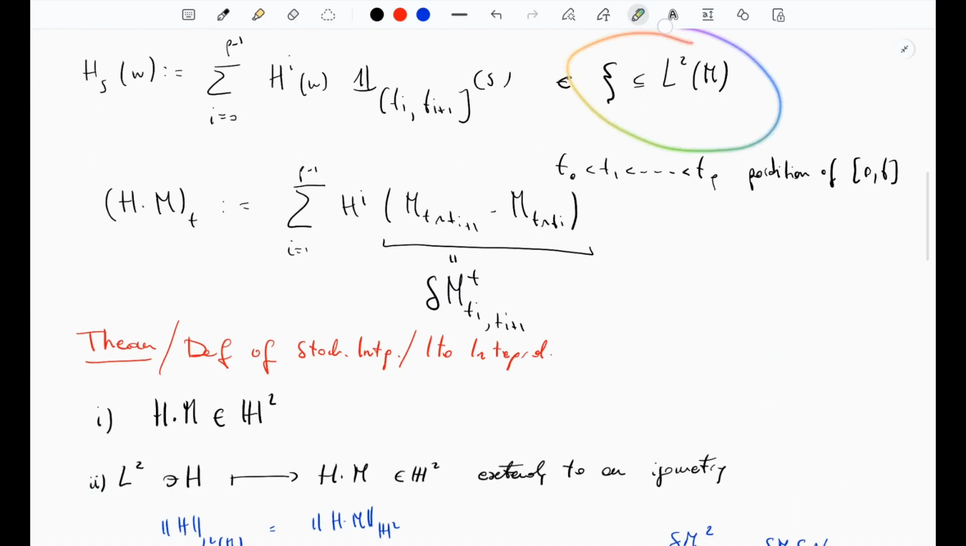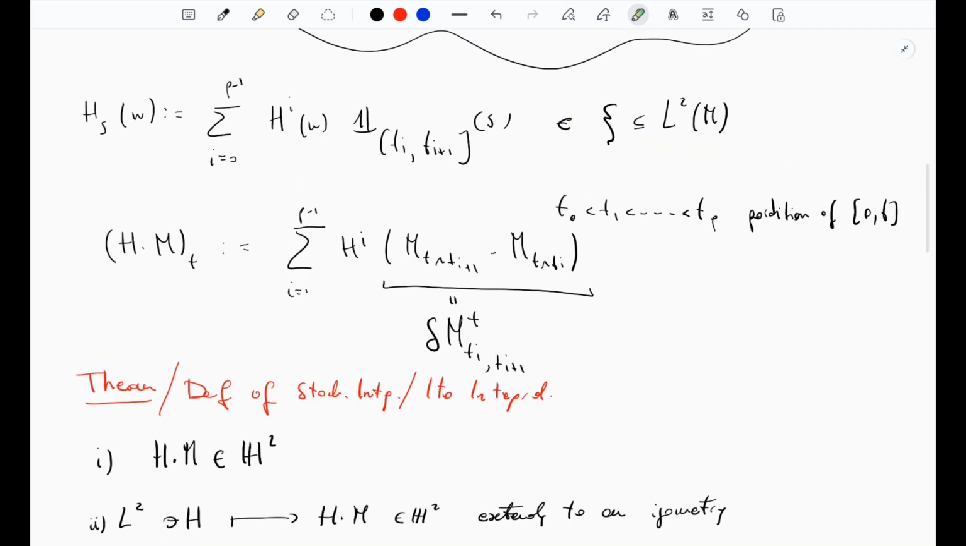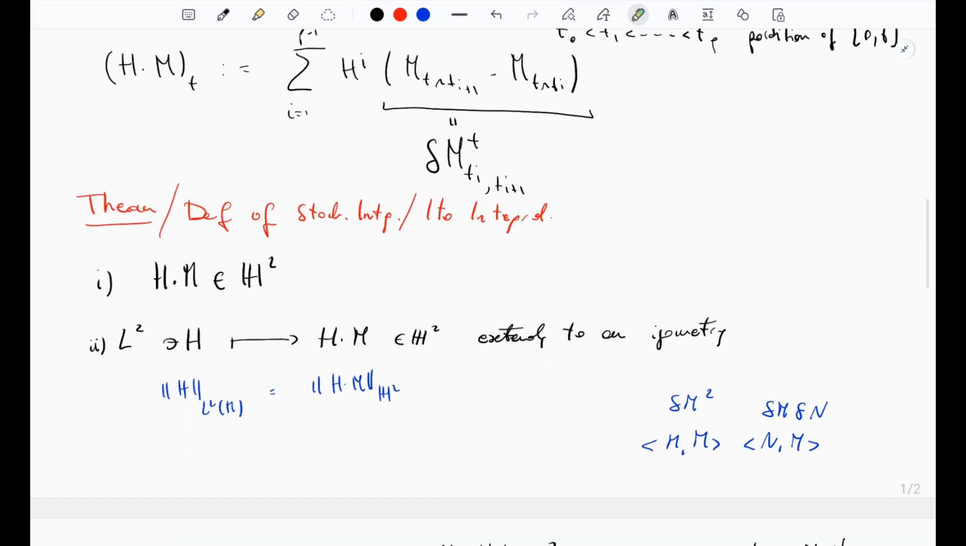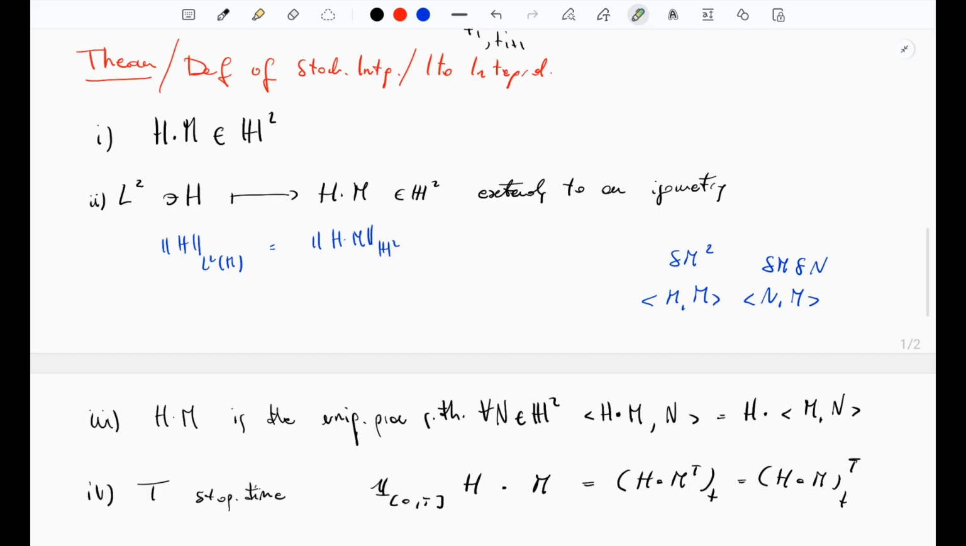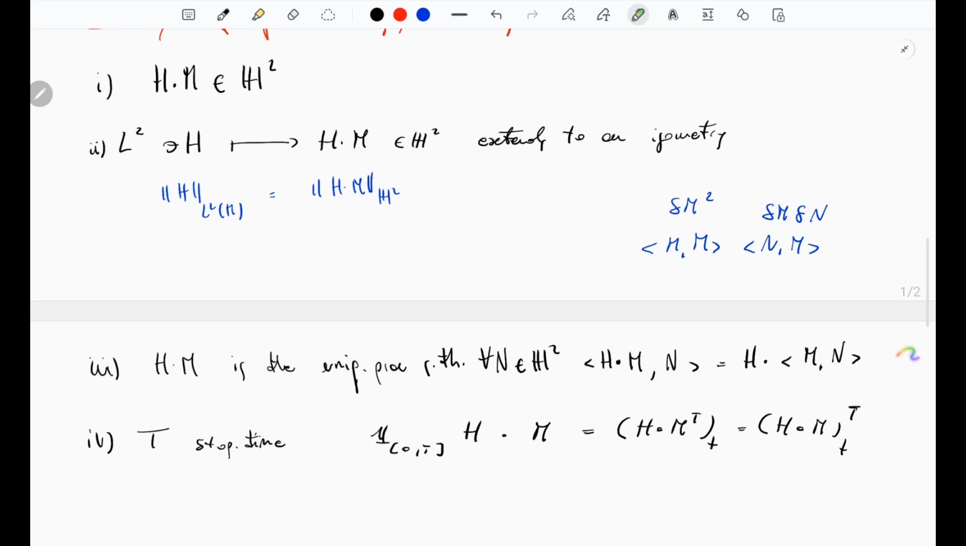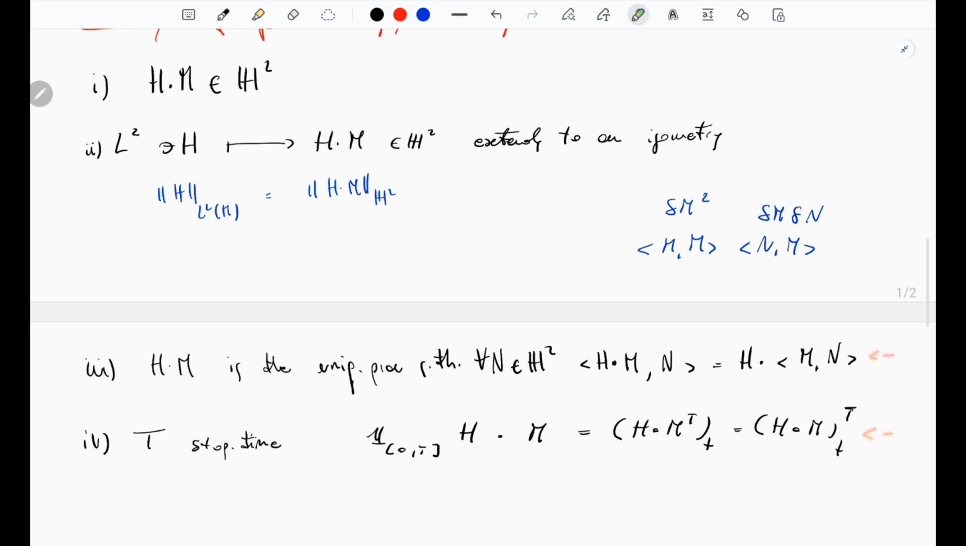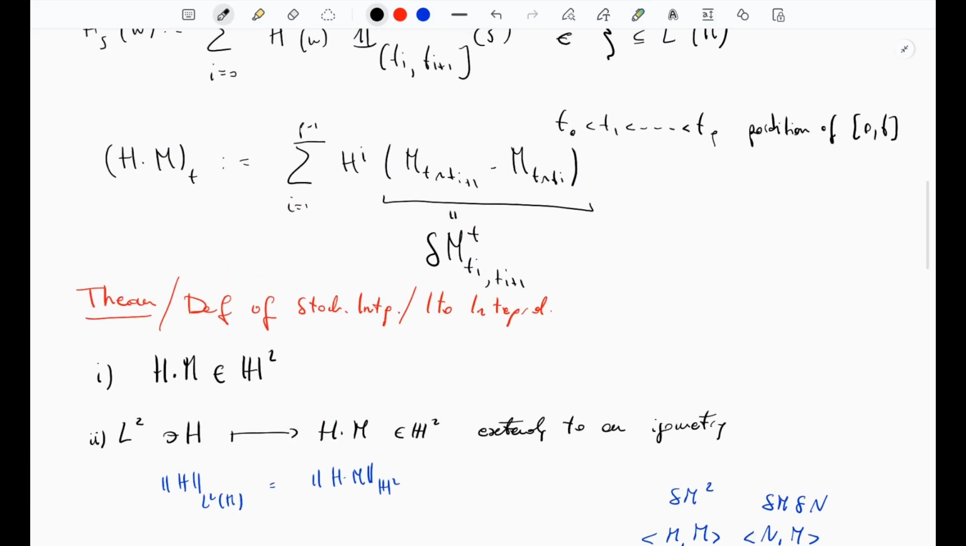This is very important. We're not going to prove it. It's pretty long, but it's tedious, so it's not really complicated. And then we listed the properties of the stochastic integral, which we're going to prove. At least I'll give you some ideas of the proofs.